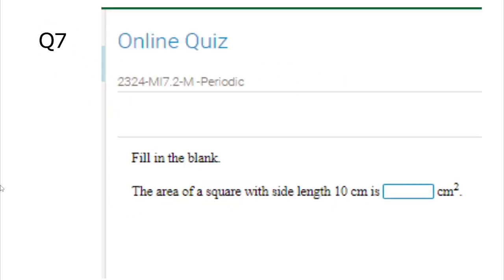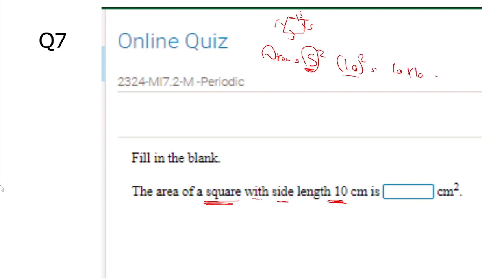Okay. Question number 7. Fill in the blank. The area of the square. Okay. The area of the square, we said, is equal to S squared, where S is the side. We have the square, all sides are equal. Okay, this side, side, side, side. So that means here it's mentioned the side length is 10. So 10 to the power of 2, that means 10 multiply 10, it will be 100. So the answer here would be 100 centimeters.